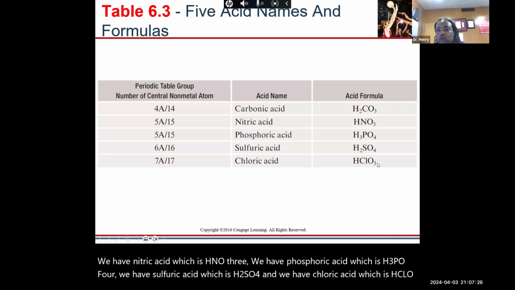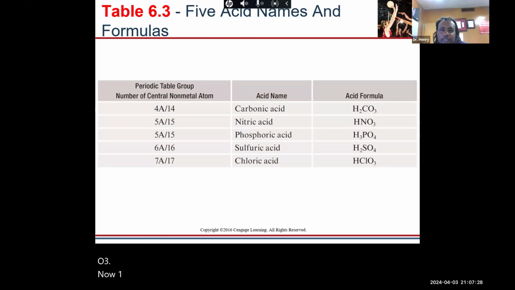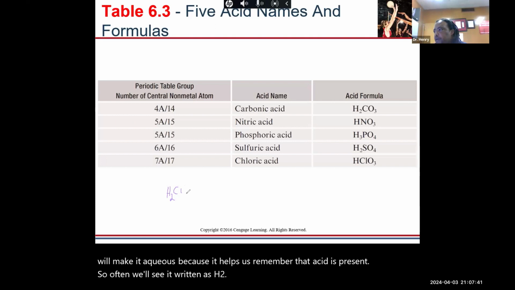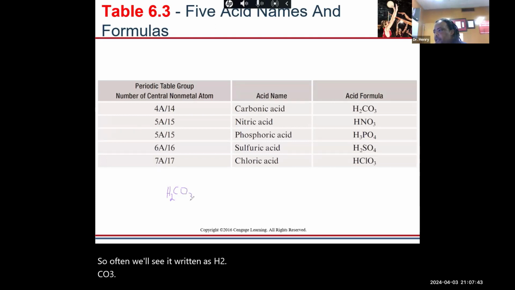Okay. Now, one way that we always try to make a distinction for an acid is we often will make it aqueous because it helps us remember that acid is present. So often we'll see it written as H2CO3(aq). Okay.